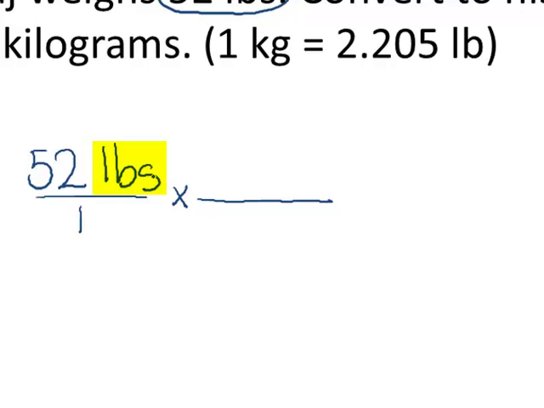Because I want to get rid of pounds, pounds is already in the numerator, so I'm going to have to put it in the denominator to make it cancel. That means whatever I'm looking to find is going to go on the top. Notice I didn't write down any numbers yet. All I did is figure out where the units have to go. So this is going to make pounds cancel pounds, and it's going to give me an answer in kilograms. Now I can plug in the numbers.